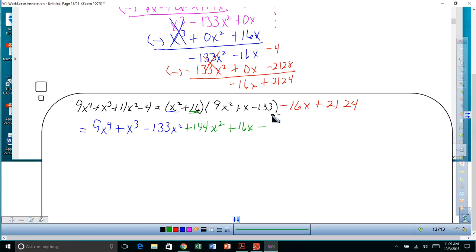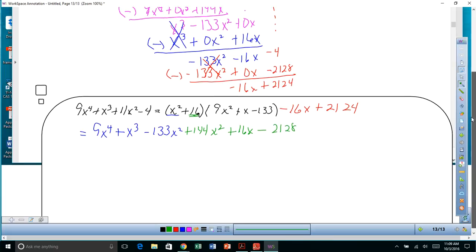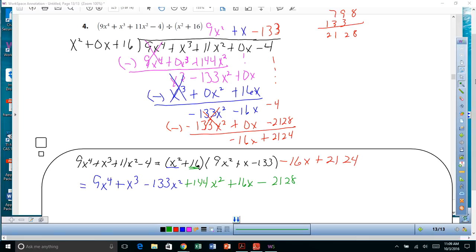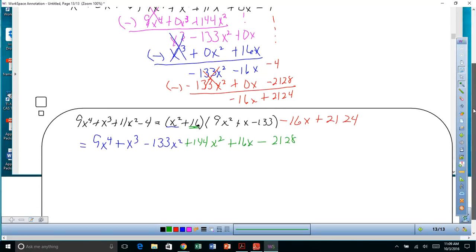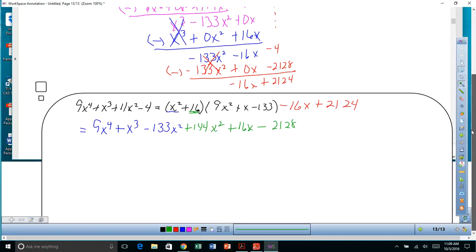That's 16 times, it's going to be negative 2128. I've already done those, hadn't I? Did them right up here, didn't it? 2128. And then we have our remainder, minus 16x plus 2124. All right, let's take a look here.